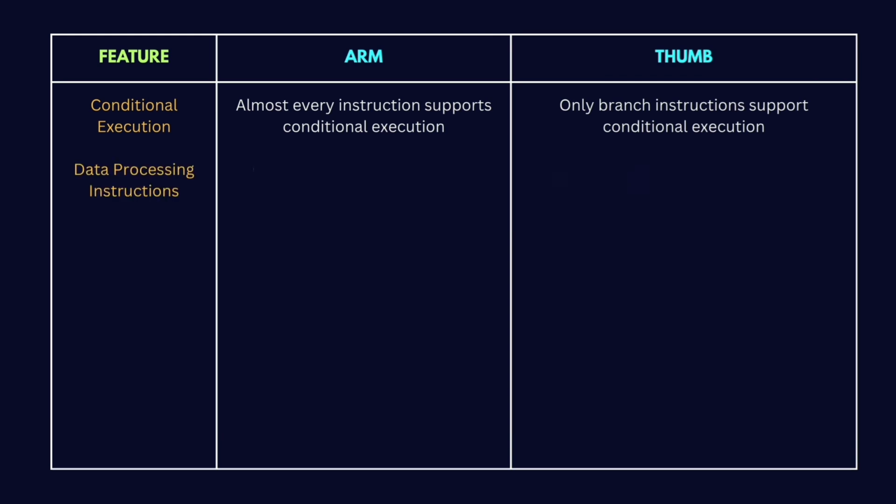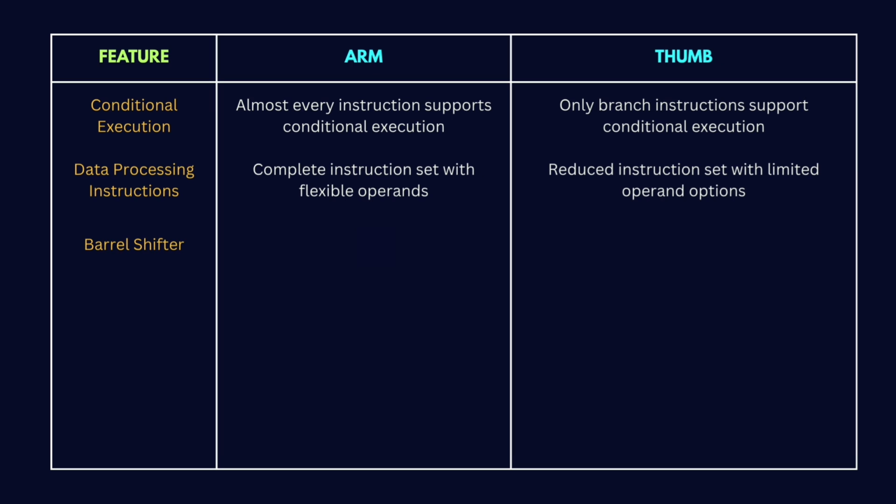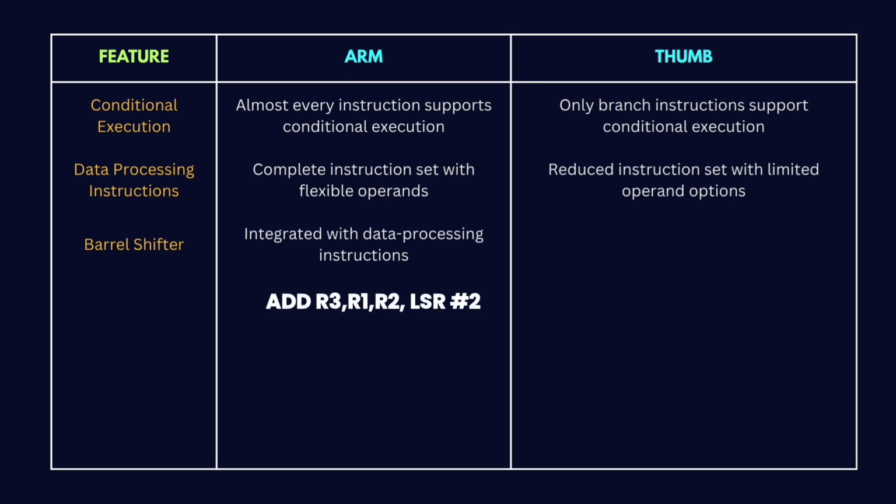Next, we have data processing and barrel shifter. ARM mode provides a complete set of data processing instructions and includes an integrated barrel shifter. This means you can perform a shift and an arithmetic or logical operation within a single instruction. For example, ARM can add a shifted register in one instruction. In thumb mode, shift operations are generally performed separately, requiring additional instructions.